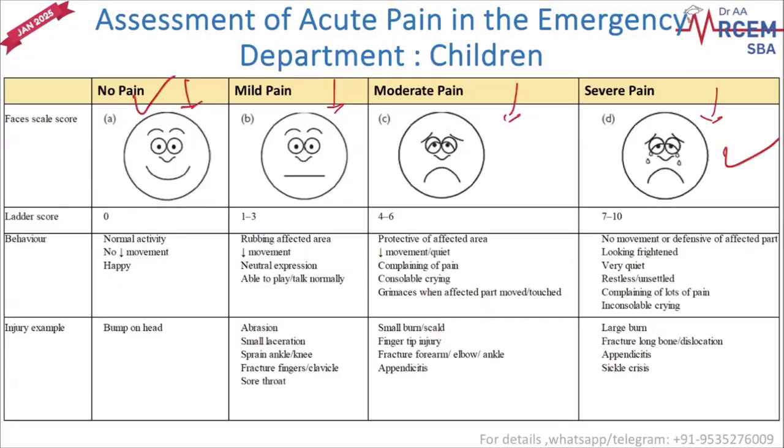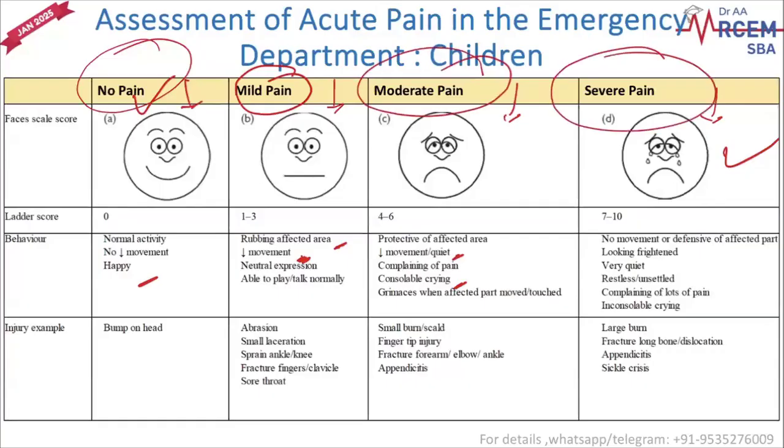You can look at his behavior and see whether he's normal and completely moving around, with no decrease or restriction of movements, then you can consider it no pain. Slight restriction of movements, he's rubbing the affected area, but he's talking and able to play, then mild pain. Quite a bit of restriction of movements, the patient is crying but consolable, and he's trying to protect the area, not allowing anyone to touch it, then moderate pain.